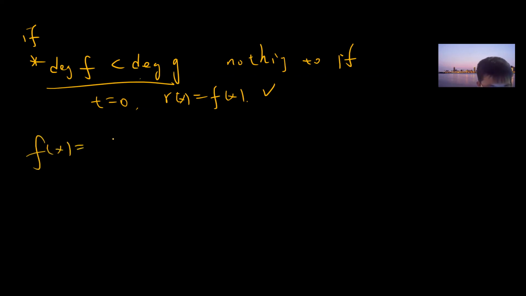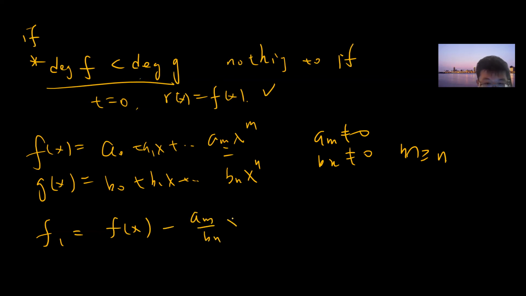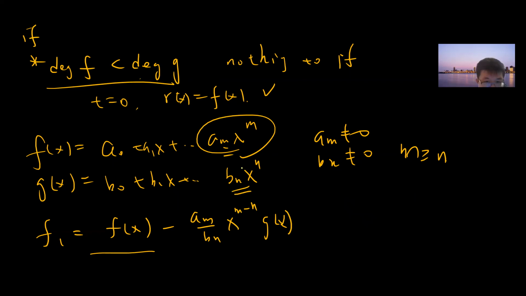Suppose f(x) is a0 plus a1x up to am x^m, and g(x) is b0 plus b1x up to bn x^n, where am is non-zero and bn is non-zero, and m is greater than or equal to n. Let's define f1 to be f(x) minus am divided by bn times x^(m minus n) times g(x). This cancels the largest term: the leading term x^m cancels. So the degree of f1 is at most m minus 1.